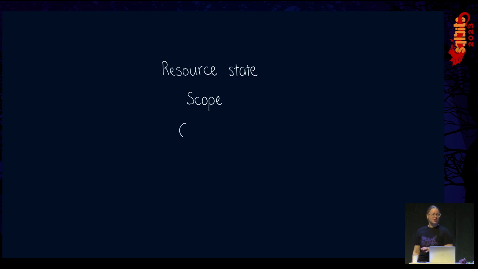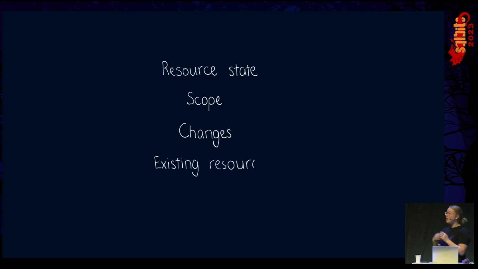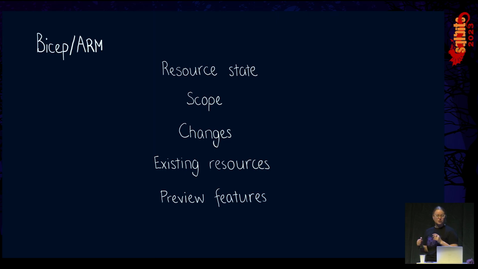There we go. All right, so we went through resource state, we went through the scope of the configuration, and we went through the changes, how you can evaluate beforehand how you make the changes. And then we briefly went through how do you handle existing resources. And then what I want to mention still is how do we handle preview features. And let's get back to that in a moment.